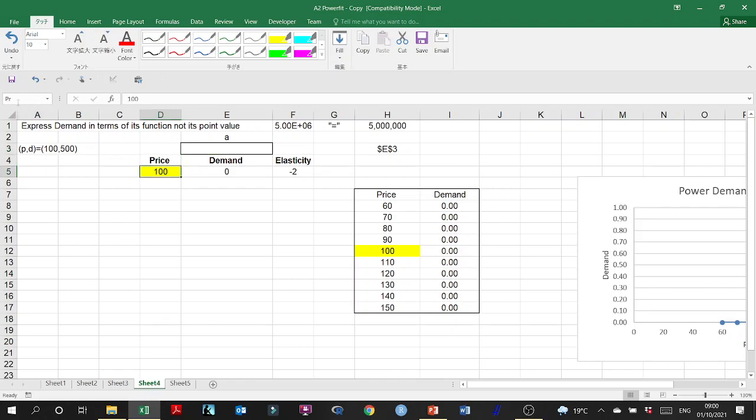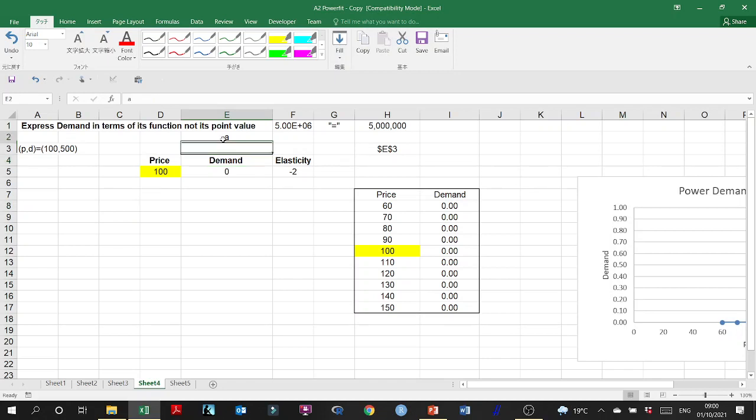Over here, we called it in class price. Over here, we call it demand. Over here, we call it elasticity. And you write the demand in terms of its function as A times the price to the power of elasticity. Okay? So this is very important. Bold it. Express demand in terms of its function, not its value or point value.